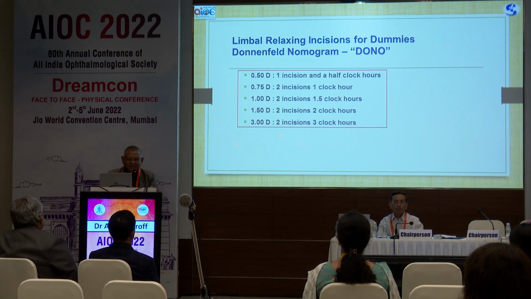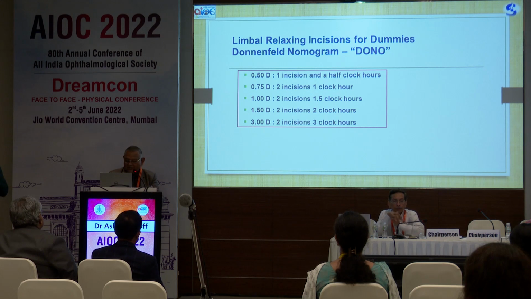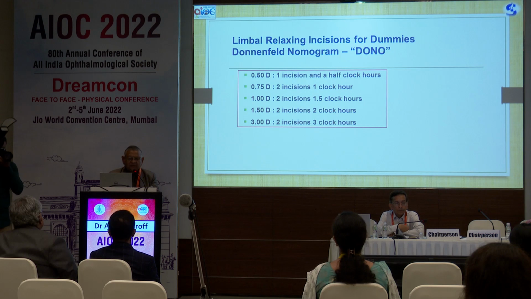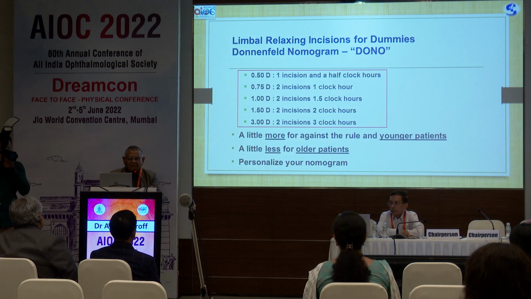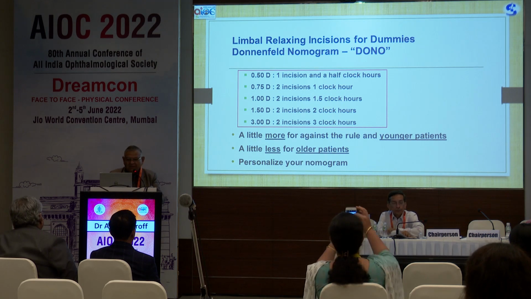Limbal relaxing incisions for dummies: there is one nomogram. If it is up to 0.5, then one incision in a half clock hour you can plan. If it is 0.75, 2 incisions in 1 clock hour; 1 diopter, 2 incisions in 1.5 clock hours; 1.5 diopter, 2 incisions; and 3 diopter, 2 incisions in 3 clock hours. However, a little more for against the rule and for younger patients, and a little less for older patients. However, you have to personalize your nomogram.